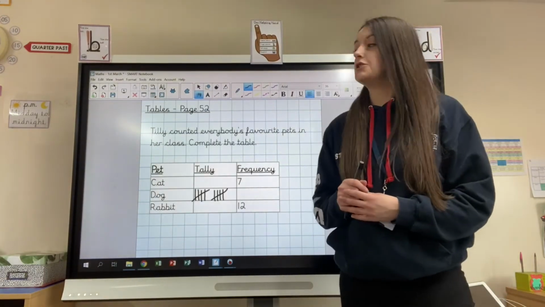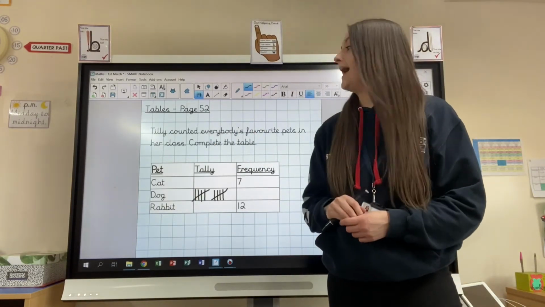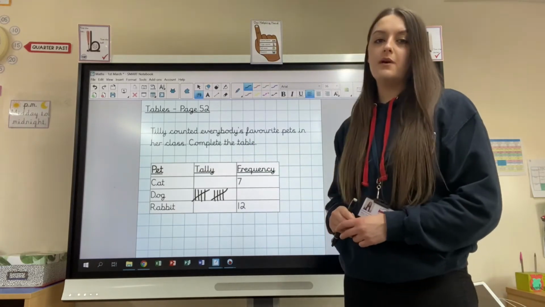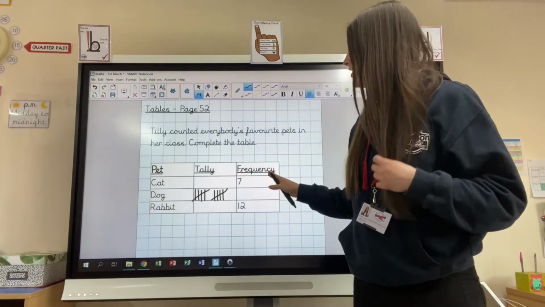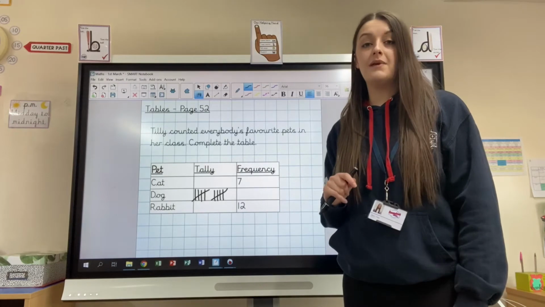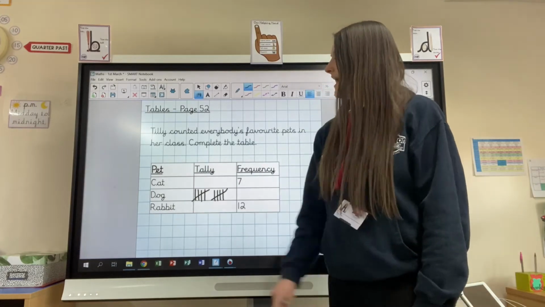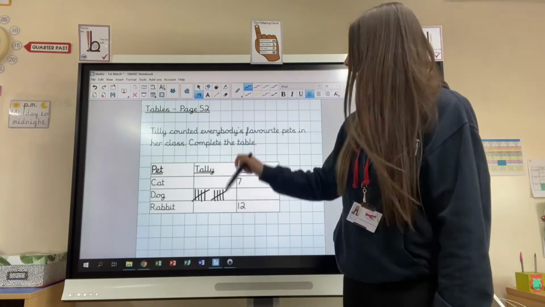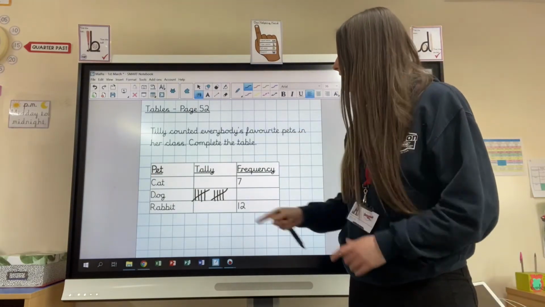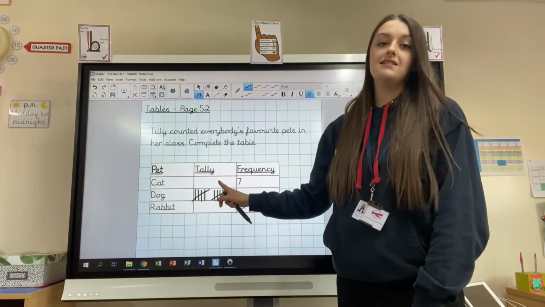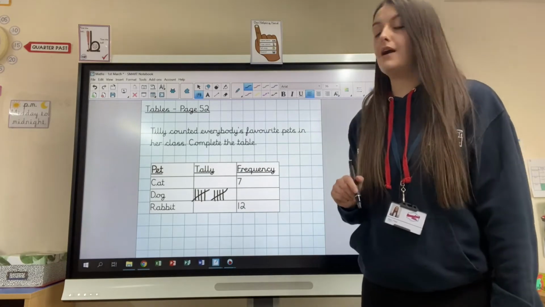So another similar question, I've got here, Tilly counted everybody's favourite pets in her class. Complete the table. So we've got a table here that's got part of a tally in it, where it's been uncompleted, but we can use the data, the information that we've been given to help us complete it. So I've got the pets down the side, a cat, dog and a rabbit, and then I've got the tally at the top and then the frequency, so how many there were, okay?